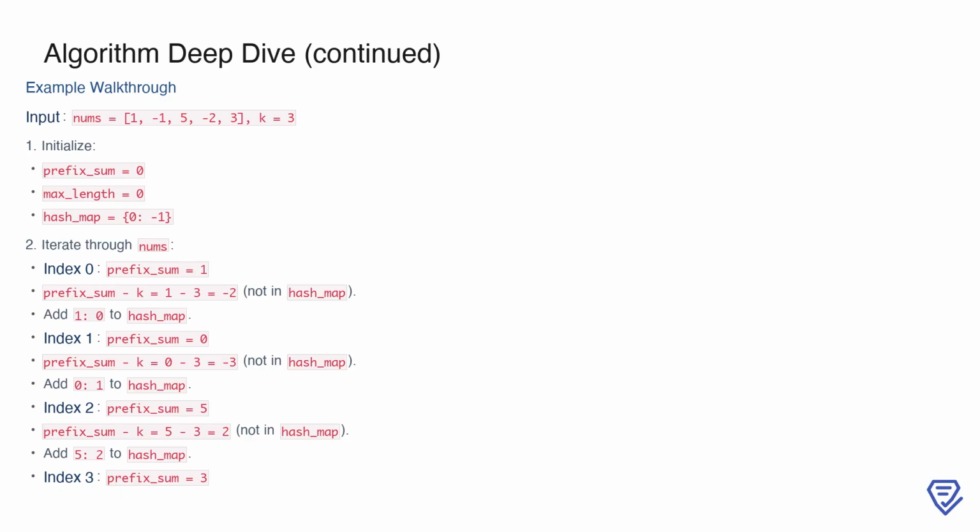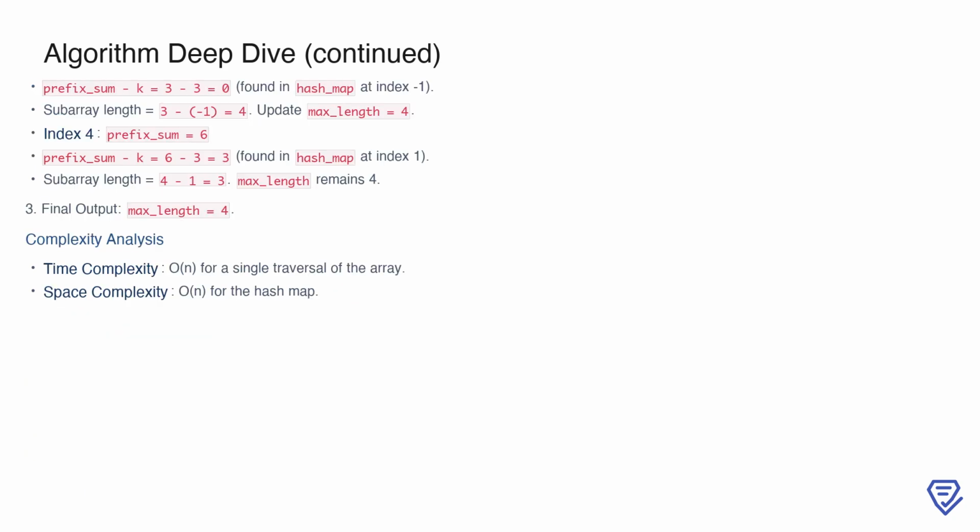At index 1, the prefix sum becomes 0. Again, prefix_sum - k equals -3, which isn't in the hash map, so add 0, 1 to it. At index 2, the prefix sum becomes 5. Here, prefix_sum - k equals 2, which is still not in the hash map, so add 5, 2. Finally, at index 3, the prefix sum reaches 3.